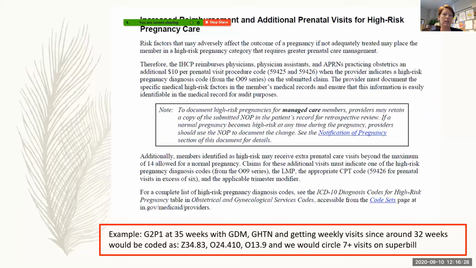And again, with high risk, you can receive extra prenatal care visits beyond that maximum of 14 if you're using the 009 series codes, which are the high risk codes, and I'll show you that. So I gave you an example down here. If you're seeing a G2P1 at 35 weeks and she's got GDM and gestational hypertension, so you've been seeing her weekly since around 32 weeks, you can code that visit as a Z34.83 because she's a subsequent pregnancy in her 3rd trimester.